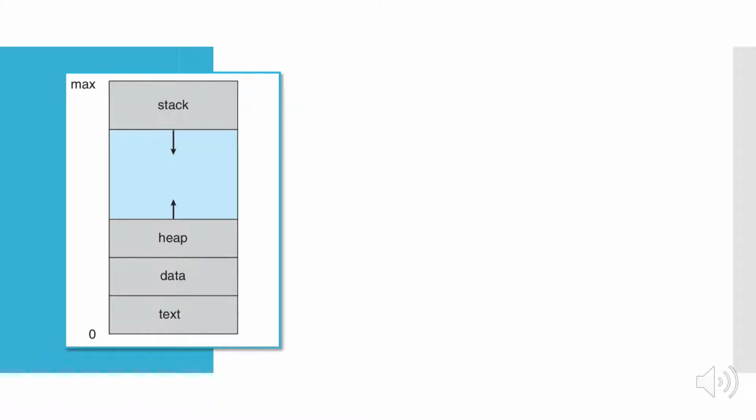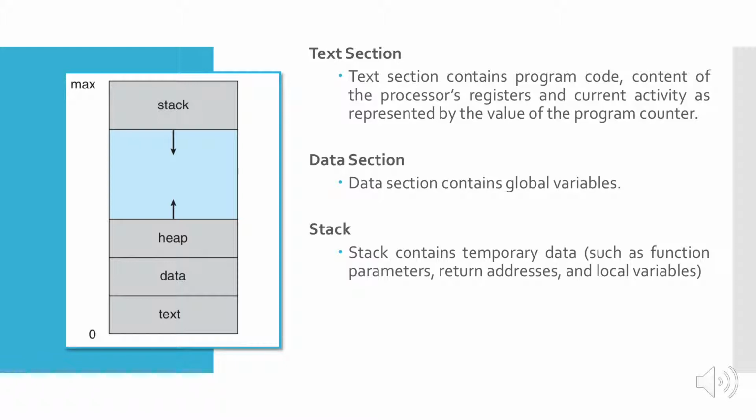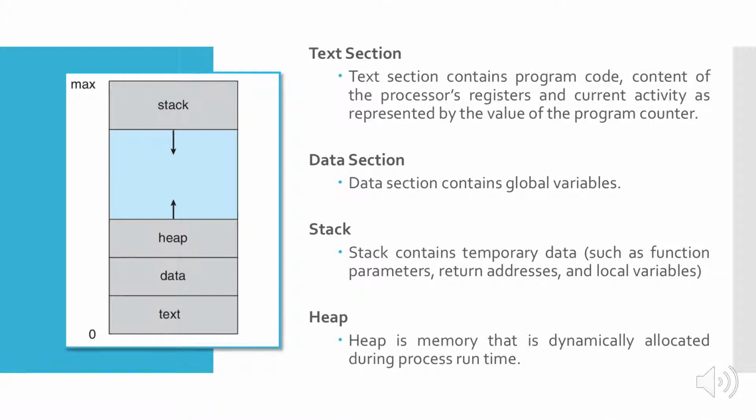A process contains a text section, data section, stack, and heap when it is in memory. The text section contains the program code, the content of the processor's registers, and the current activity is represented by the value of the program counter. The data section contains global variables. The stack contains temporary data such as functions, parameters, return addresses, and local variables. And the heap is memory that is dynamically allocated during process runtime.